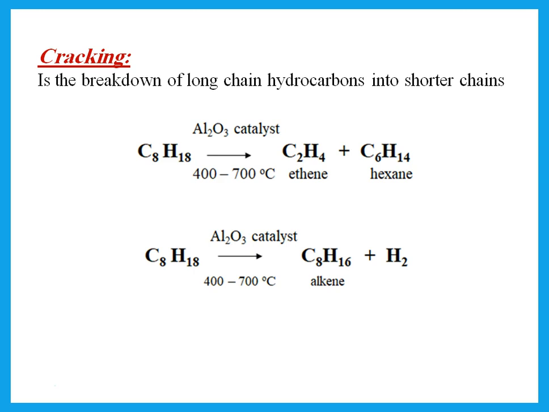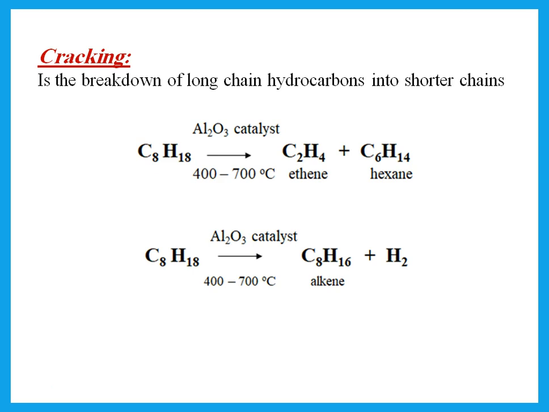First of all, what are the conditions for cracking? Please learn the conditions for each of these reactions. What are the conditions for cracking? The conditions for cracking are an aluminium oxide catalyst and very high temperature, so it's 400 to 700 degrees Celsius. This will break the long chain into several parts.